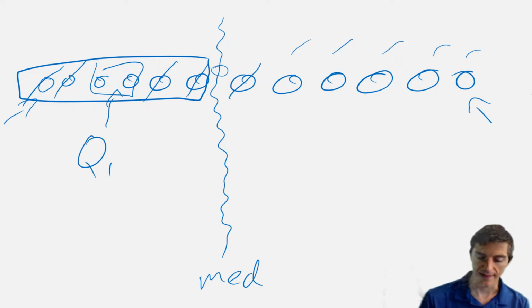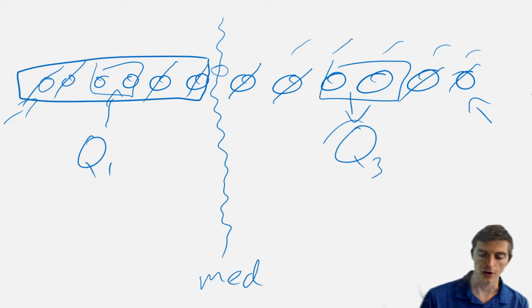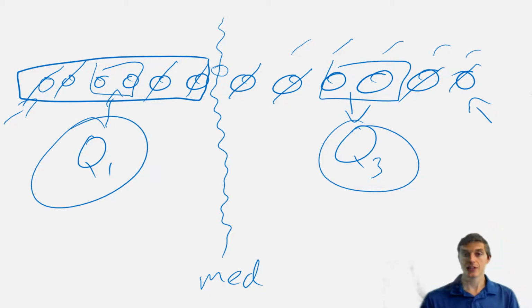Same thing here. I take not that number, not that number, not that number, not that number. So it's the average of those two. That's the third quartile. So that's how you find those numbers.